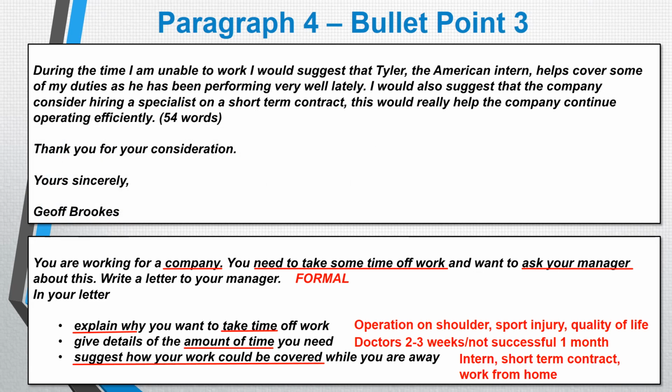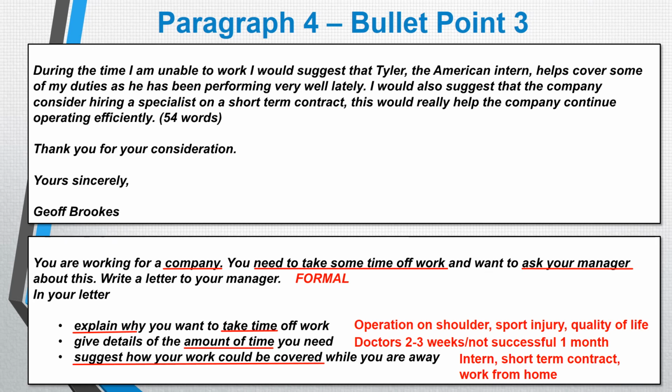The final paragraph finishes like this. During the time I am unable to work, I would suggest that Tyler, the American intern, helps cover some of my duties as he has been performing very well lately. I would also suggest that the company consider hiring a specialist on a short-term contract. This would really help the company continue operating efficiently.